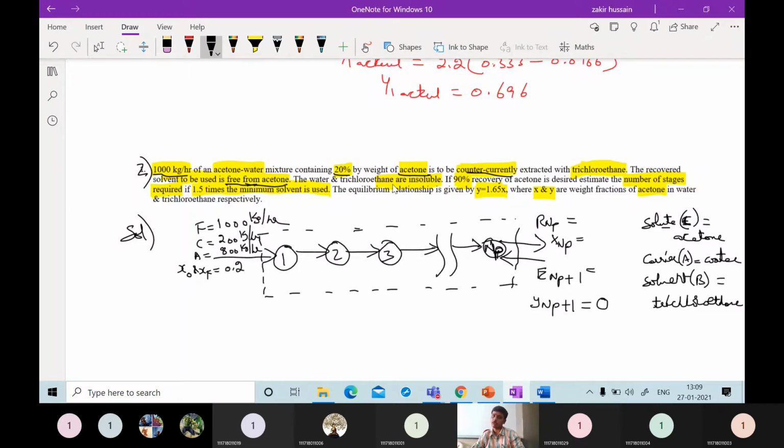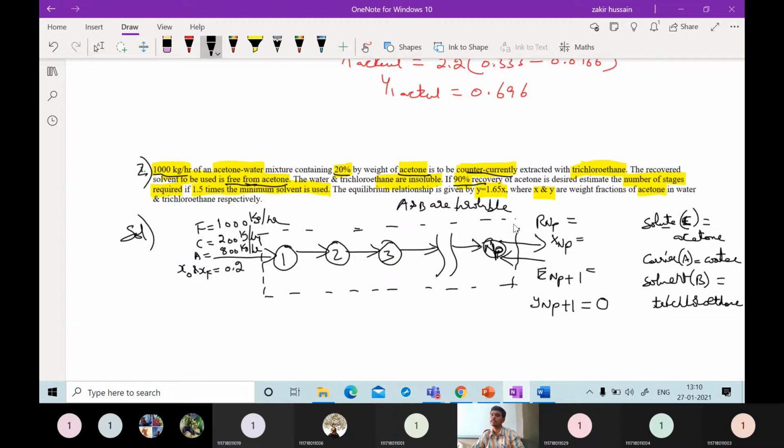Then the water and trichloroethane are insoluble. So A and B are insoluble, meaning the immiscible case we have to use. Whatever we are deriving now, that's the insoluble or immiscible case. If 90% recovery of the acetone is desired, estimate the number of stages. So 90% recovery of the solute or acetone is required.